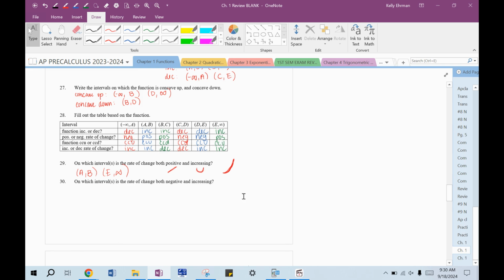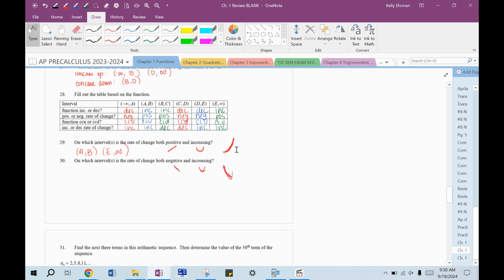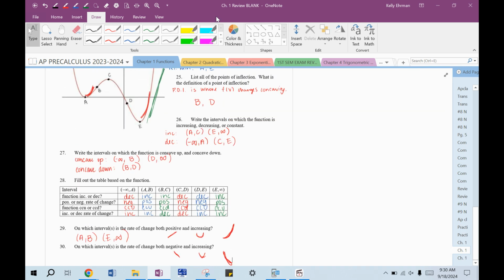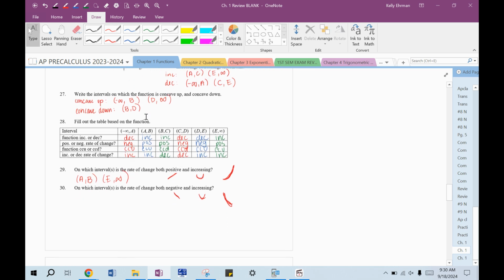On which interval is the rate of change negative and increasing? Going down, increasing is still concave up. So that would look like this, kind of. You can use your chart, or you can say, decreasing but concave up was this little section here, D to E.